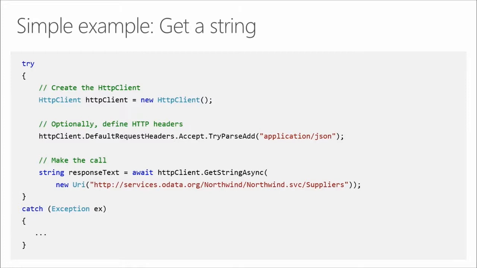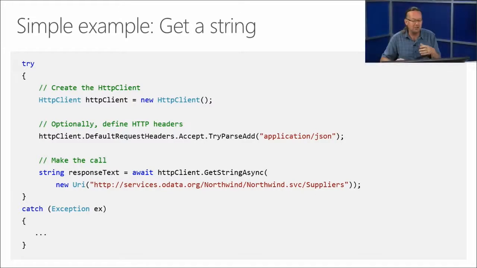This is the simple way of doing it. You new up an HTTP client. You can set some request headers. This is really nice. There's this strongly typed request headers now. So you can do HttpClient.DefaultRequestHeaders.Accept, or all the other headers as well, .TryParseAdd, and it will check that the string you're passing in is appropriate for that header. So that's a nice way of avoiding errors in setting headers.